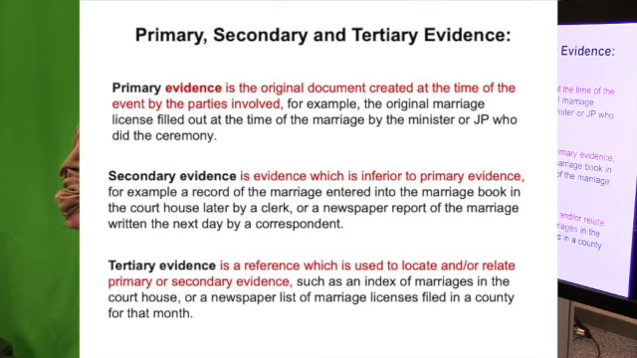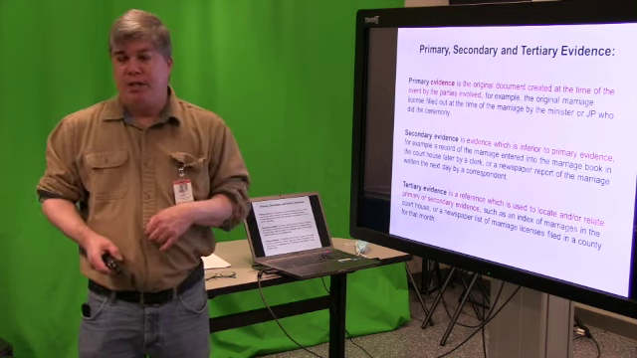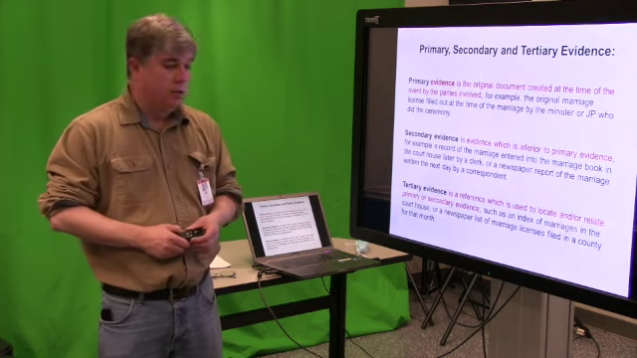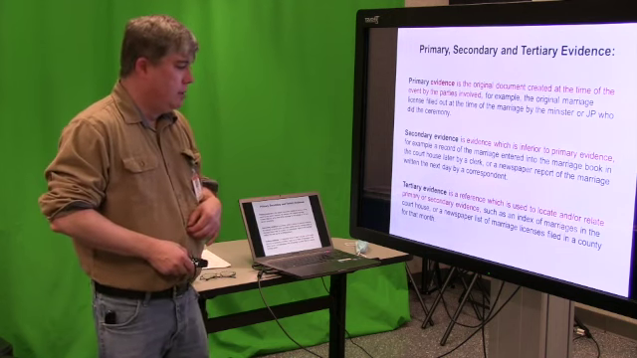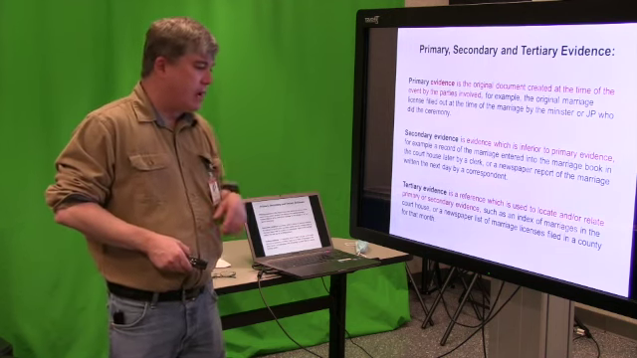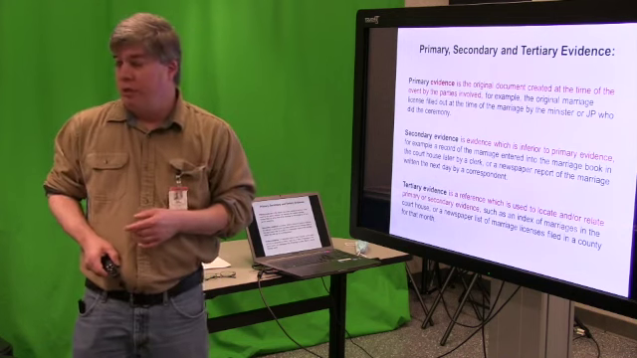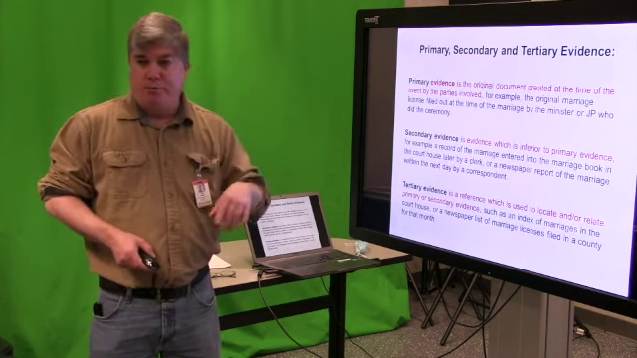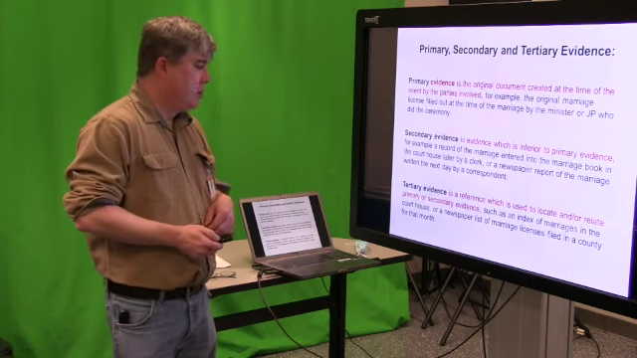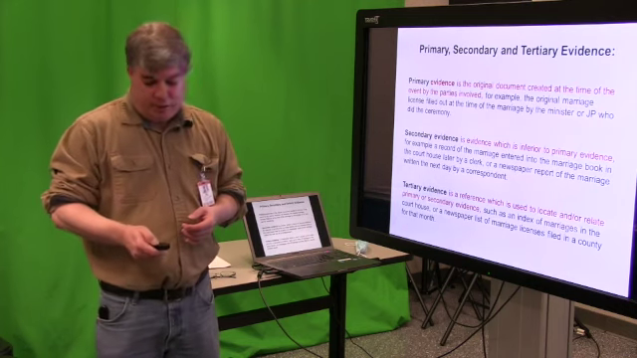Tertiary evidence, or good evidence, is a reference which is used to locate and/or relate primary. In other words, it tells you how to find secondary or primary evidence. Like if you had a printed index of marriages in the courthouse, and they do have those in big binders, and we have them on microfilm, or a newspaper list of marriage licenses filed in a county for that month, which they really did like to do in the 19th and all the way up through the mid-20th centuries. So, good, better, and best evidence.